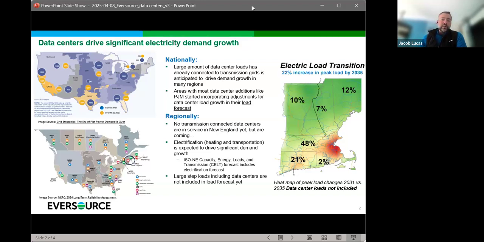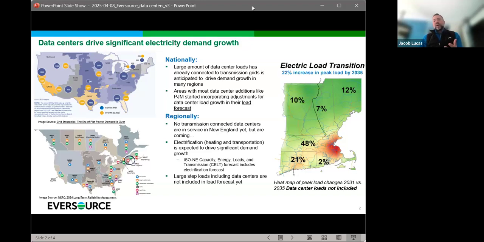And so here in New England, we do not have any large-scale hyperscale data centers that have interconnected to the transmission system yet, but the interconnection requests have increased exponentially. But what does Eversource have? So I mean, what does New England have? So if we're not on the bleeding edge of data center proliferation, I'll tell you what, electrification is real for our region.